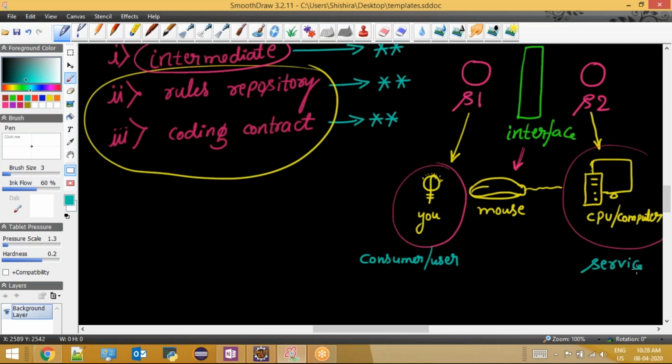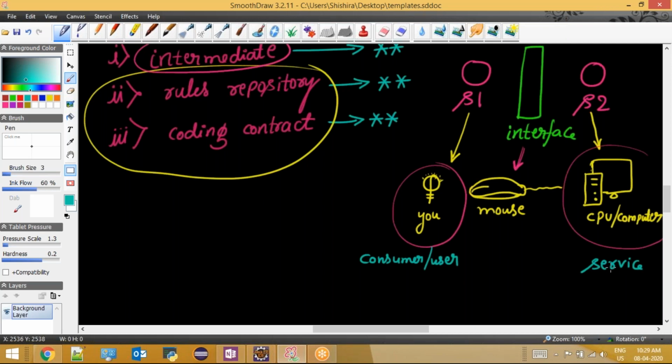These terminologies, don't forget. Very important terminologies or technical jargons. One system is considered as a consumer, the other system is called a service. So what do you mean by this consumer and what do you mean by the service? It's pretty simple. Let's try to understand it non-technically.